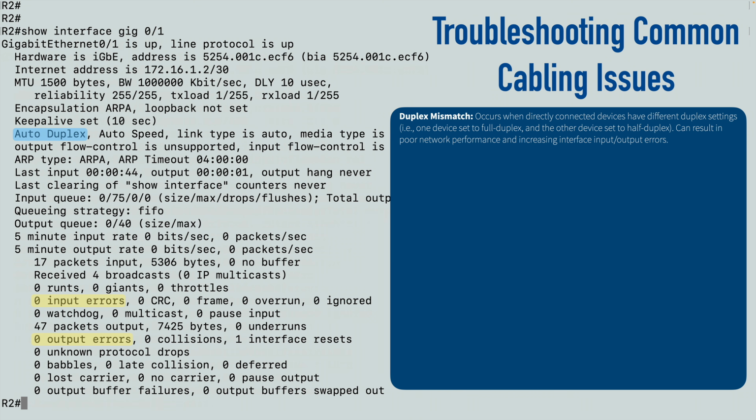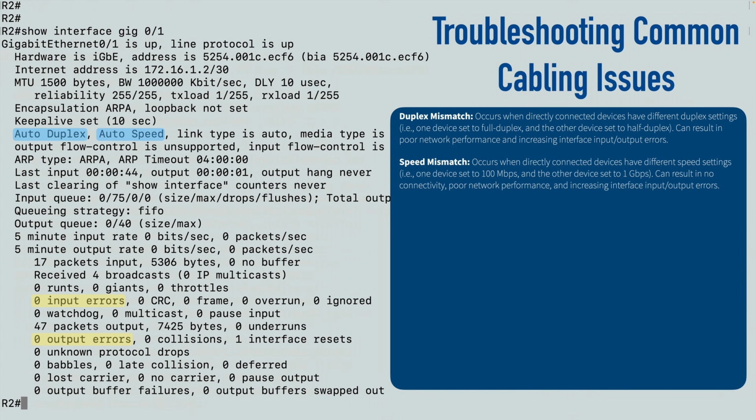Another configuration option that needs to match on both sides of a connection is what speed we are using. If I have one side of a connection set to 100 megabits per second and the other side is set to 1 gigabit per second, not only will we have an increasing number of input and output errors, we might get poor network performance, but we might have no connectivity at all because these devices cannot agree on the rate at which they're communicating. And now that we've identified a couple of these issues that we need to watch out for, let's take a look at some of these errors on screen and talk about what they might indicate.